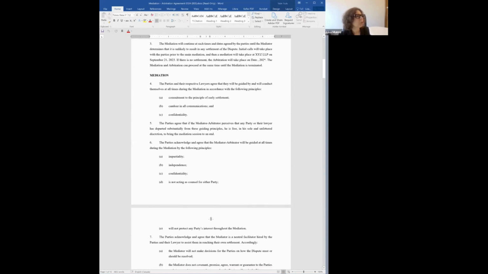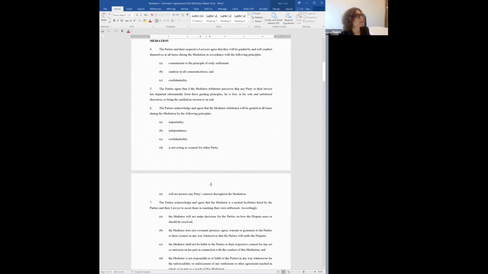Then we get into what I think is the really interesting part. We've got a mediation section in which the parties are making commitments that the process will work in a certain way. And as I read it, what you're doing there is you're setting the expectations of the parties, which is that you expect this to be conducted in a mediation in the same way that a mediation would be conducted if there was no arbitration process attached, which is commitment to the principle of early settlement, candor in all communications, and confidentiality.